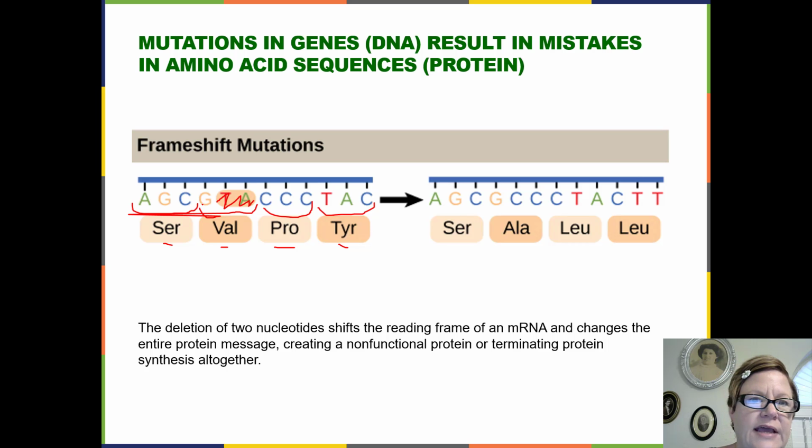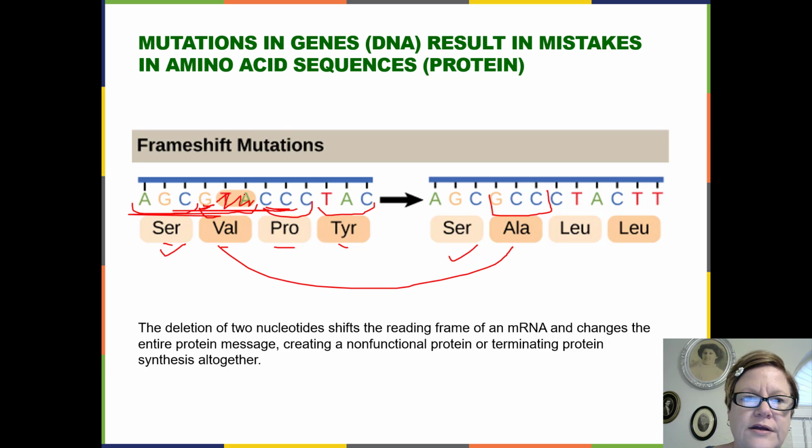So what would happen is now this G here gets grouped with the first two C's over here. So there's a regrouping. Do you see that? Serine is the same, but where the deletion happened, you get a change. Valine is not going to be added this time. Now it's going to be GCC, which is alanine. And then the C gets recombined with a T and an A, and that's leucine, and so on.